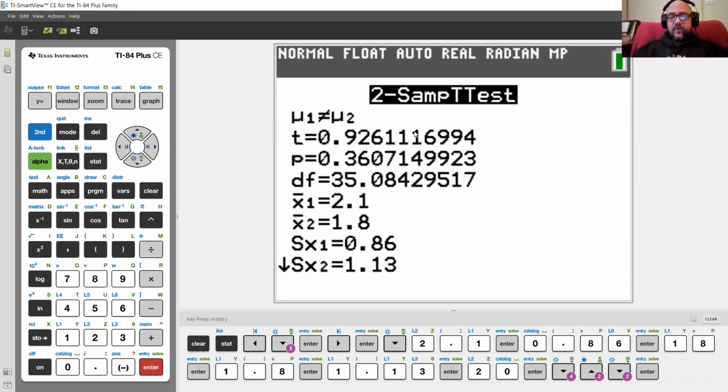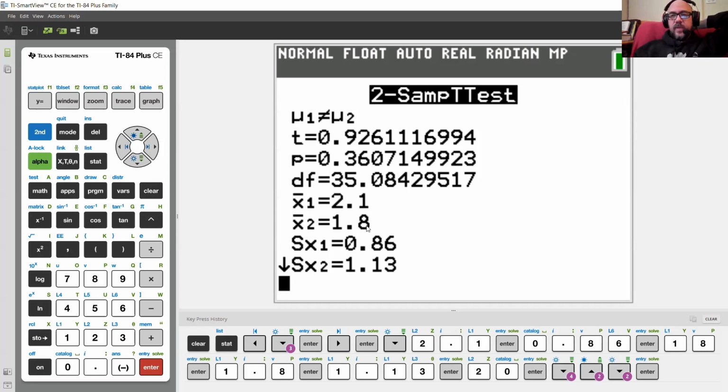All right, calculate it up. So t-score of 0.926, p-value of 36%. We're not going to be rejecting the null hypothesis here. So even though this seems like a pretty significant difference, right? 2.1 versus 1.8 hours, that's 0.3 hours difference, or about 20 minutes difference per day.